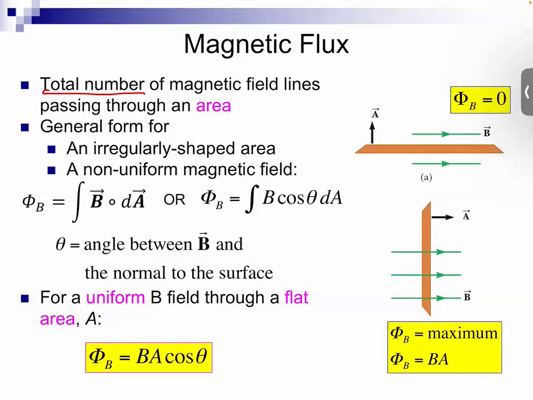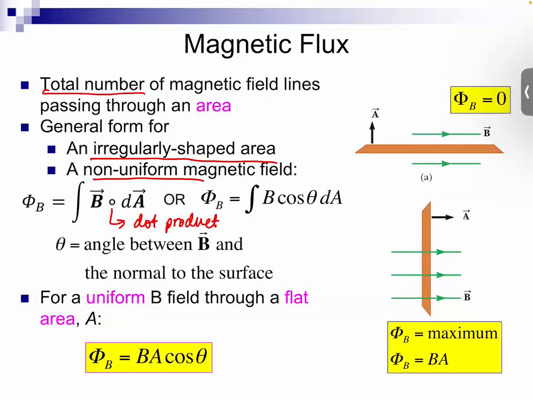flux. Okay, mathematically, you can determine the magnetic flux or the number of magnetic field lines via this equation for any shape of area and for any magnetic field. So it's the integral of B dot dA. So this is a dot product.